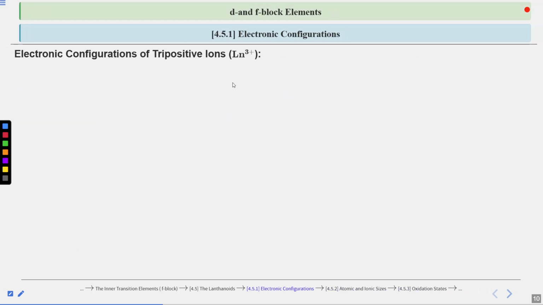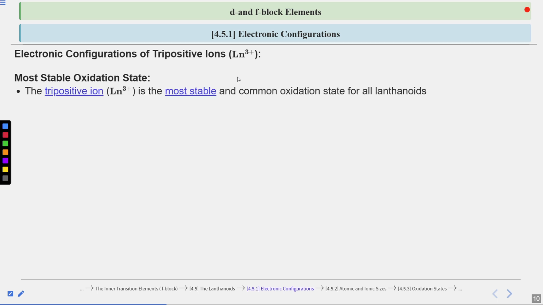Now, electronic configurations of tri-positive ions. Let's see the electronic configuration of lanthanoids having a 3 positive charge. The tri-positive ion, Ln3+, is the most stable and common oxidation state for all the lanthanoids. Across the lanthanoid series, for every element, existence in the +3 oxidation state is the most stable and common oxidation state observed.